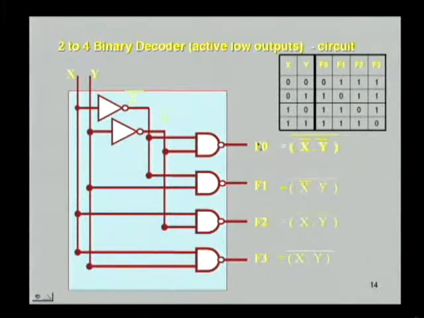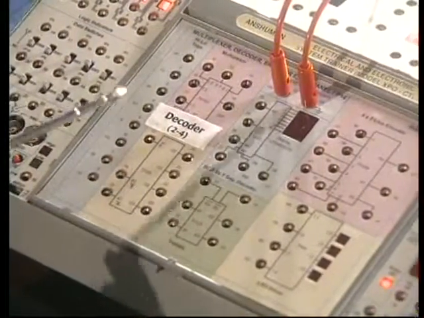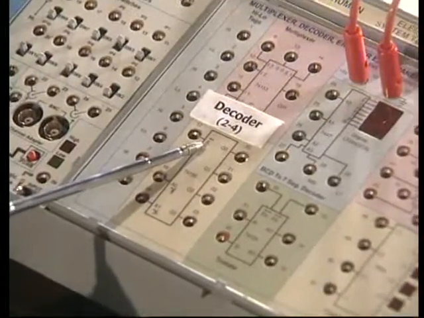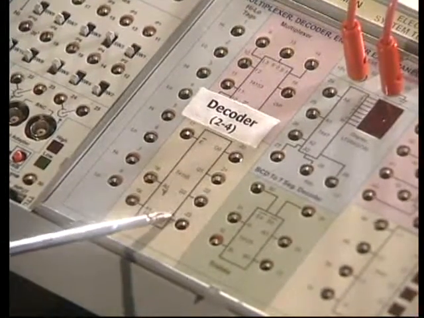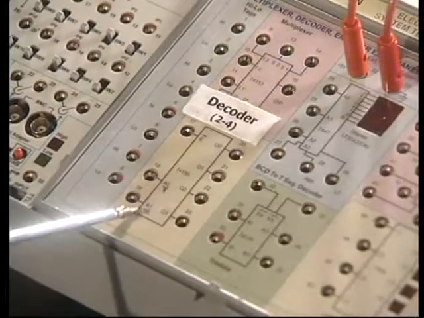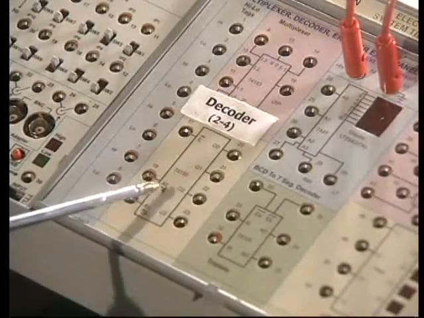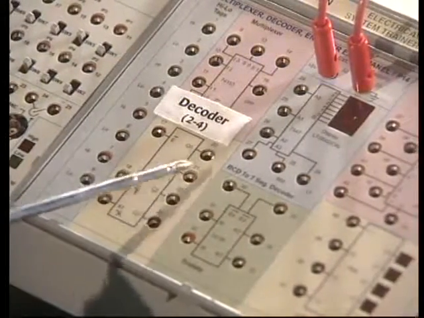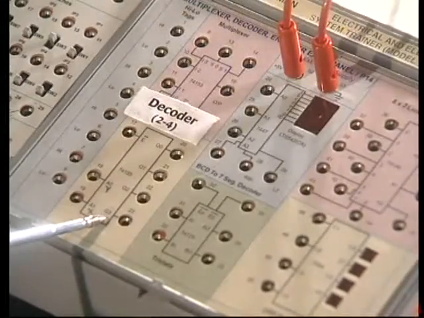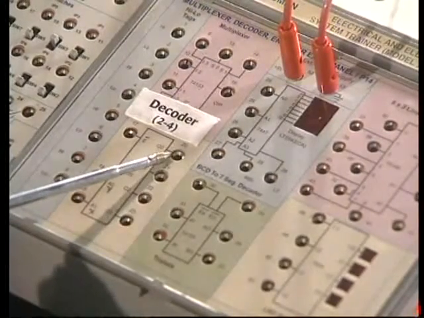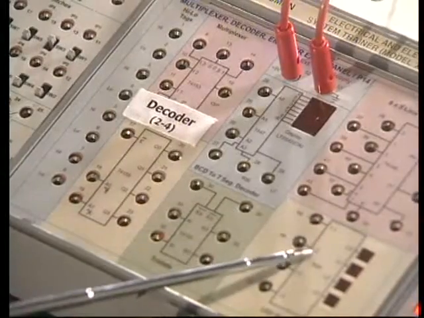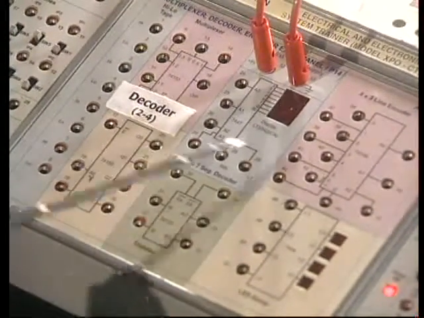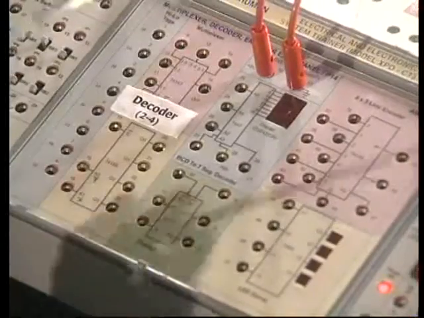This is the 2 to 4 decoder 74155. It has one enable pin. The enable pin must be activated so that the outputs are valid, and these are the two inputs X and Y, or lower order bit A0 and higher order bit A1, and these are the outputs Q0, Q1, Q2 and Q3. We observe whether the output is 0 or 1 by connecting these to an LED driver. If output is 1, the LED will glow. If output is 0, the LED will be off.